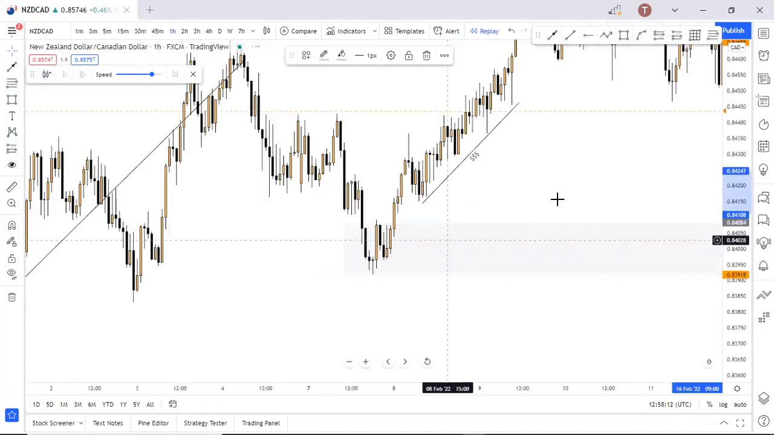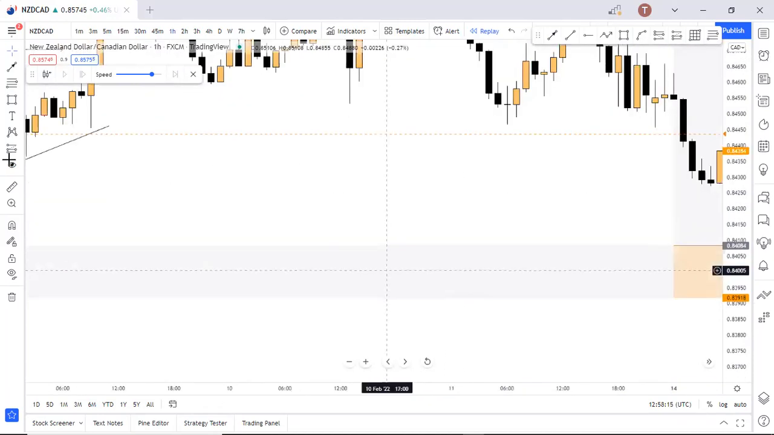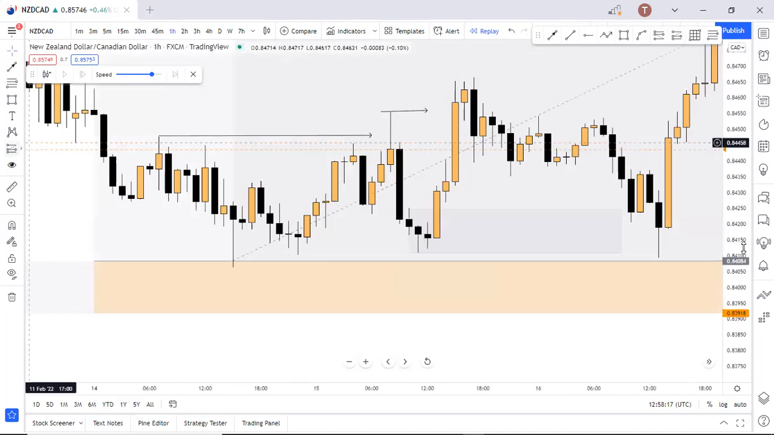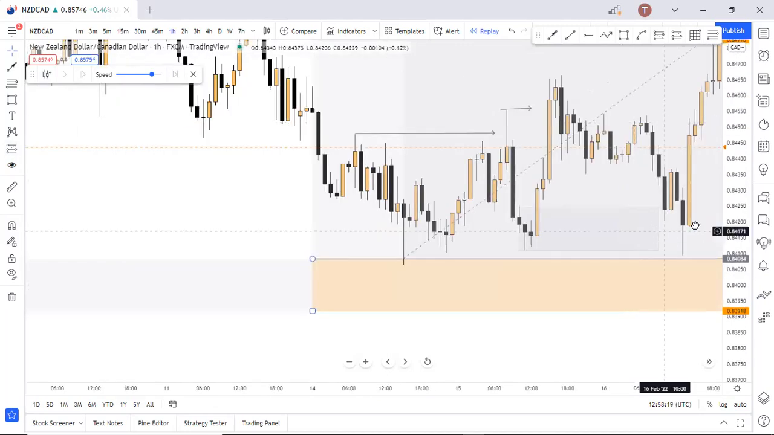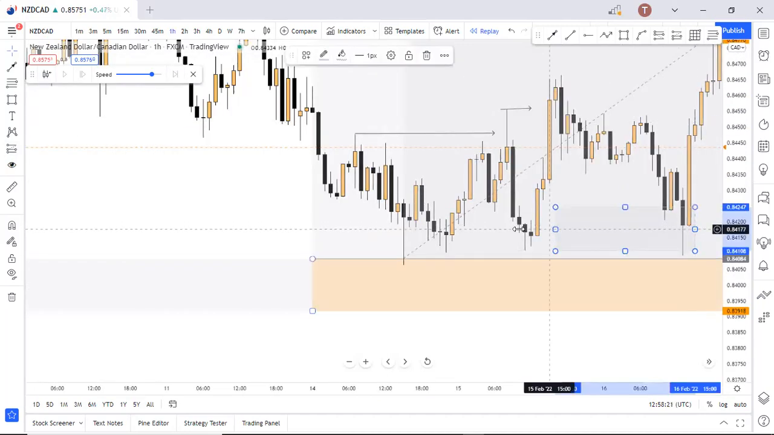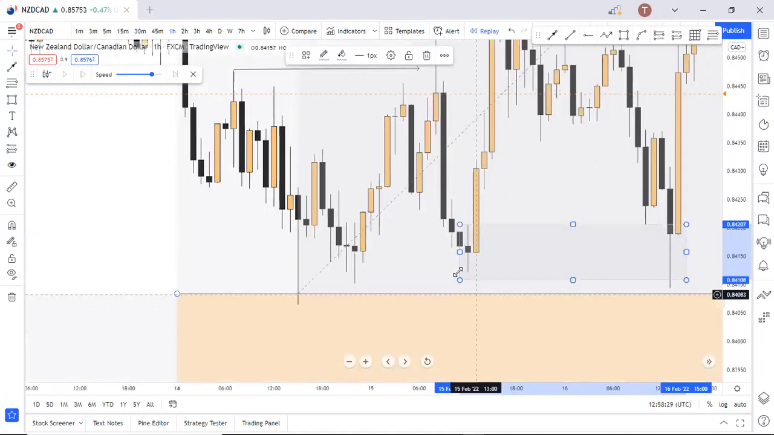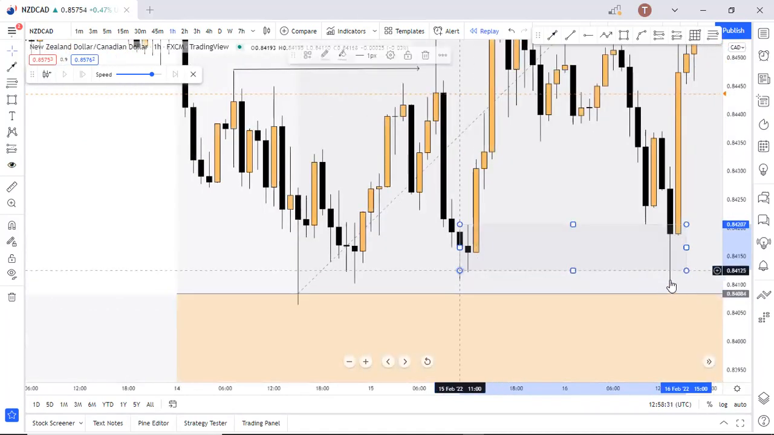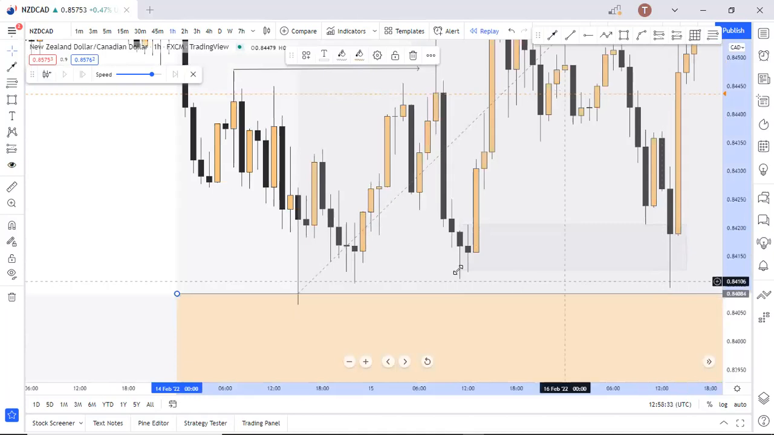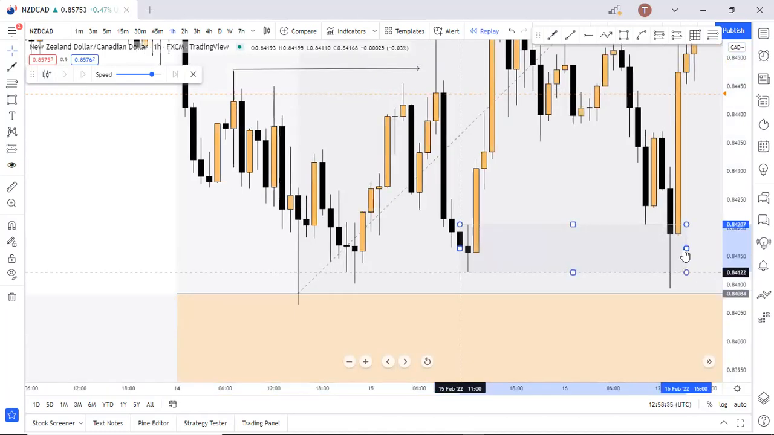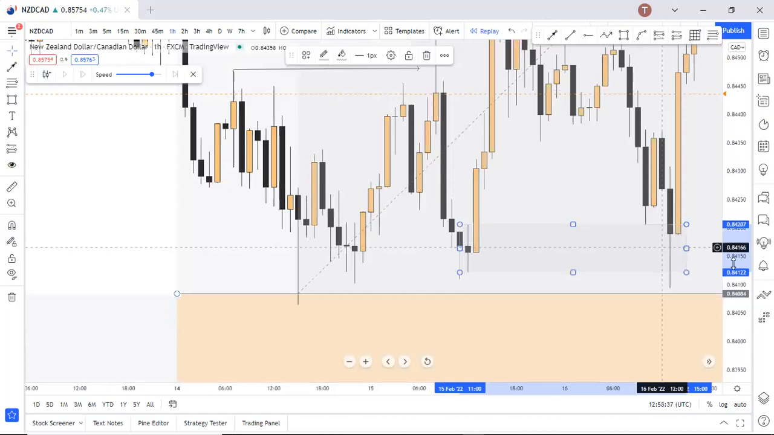I think the 1 hour is more clear. Let me check. Yeah, so on the 1 hour time frame, I saw this little demand zone with imbalance. So I took another entry at this zone, but market went below my stop loss with just few pips. I think about 2 pips, and I had a loss on this trade.